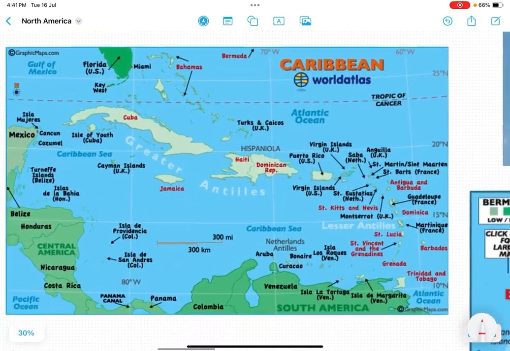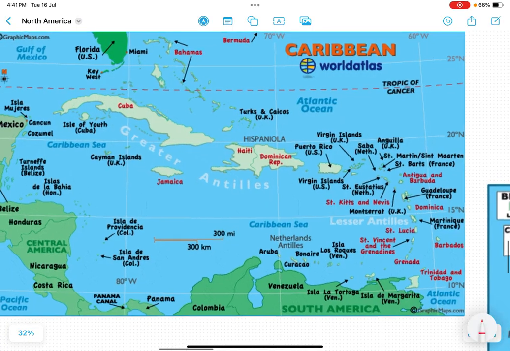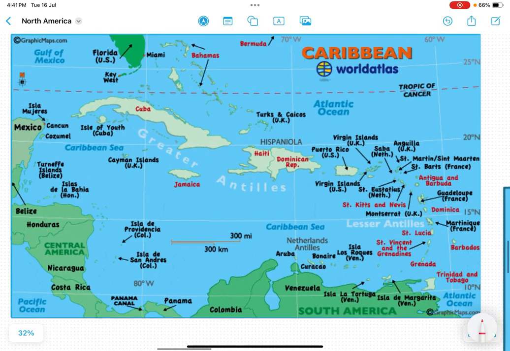So you can see the Caribbean countries right here. I have put a special map for the Caribbean. This is the Gulf of Mexico at the top. This is the Caribbean Sea, and we have already studied that this is Mexico, and this is the rest of the countries. This is Belize, Honduras, Nicaragua, Costa Rica, Panama, Colombia, Venezuela, and then we have some other countries: Saint Vincent and the Grenadines, Grenada, Saint Lucia, Barbados, Trinidad and Tobago, Dominica, Saint Kitts and Nevis.